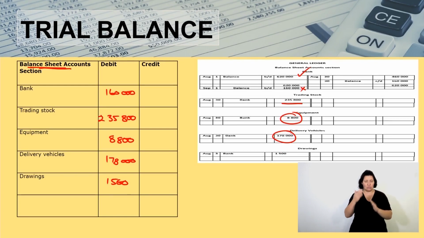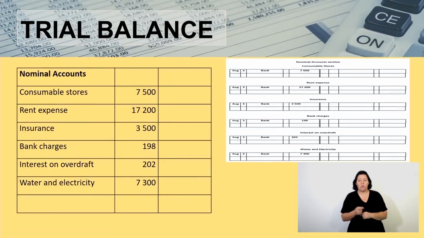Balance sheet accounts section. The next section has to be the nominal accounts section. All right, in the nominal accounts section, what I've already done is I've already entered some amounts for you. As you can see here, I have consumable stores, which is 7,500. There it is, already put in for you. I have rent expense, 17,200, and I can see it over here.